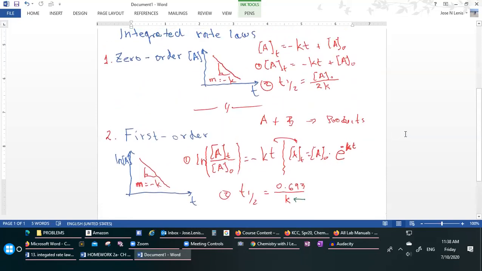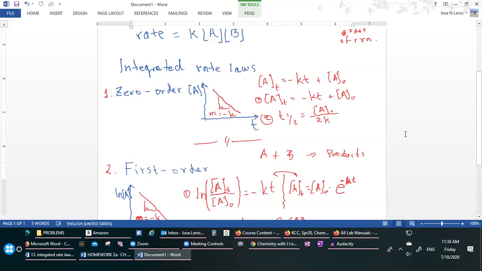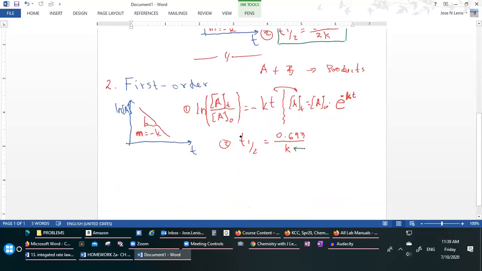Let's compare to the half-life of the zero order. Notice that on the zero order process, the half-life depends not only on the rate constant, but also on the initial concentration. So you need to know what was the initial concentration, and you need to know what is the rate constant to find what is the half-life of that zero order process. For a first order, the half-life depends only on the rate constant.